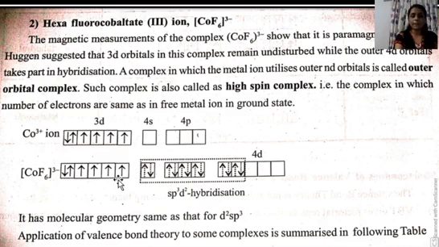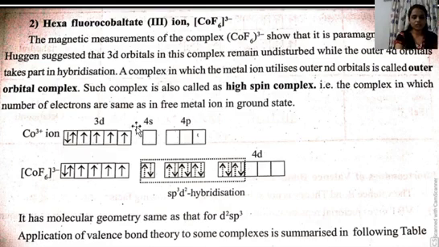Therefore, sp3d2 hybridization. All the electrons are not paired here. 4 electrons are unpaired, and these complexes are called high spin complexes. A complex in which the metal ion utilizes the outer nd orbital, here the 4d orbital is used and not (n-1)d, is therefore called an outer orbital complex.